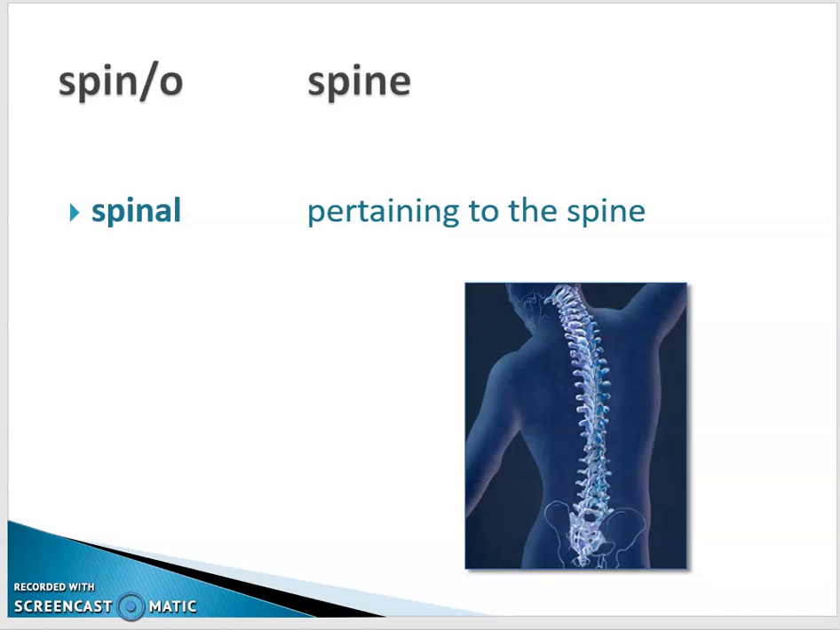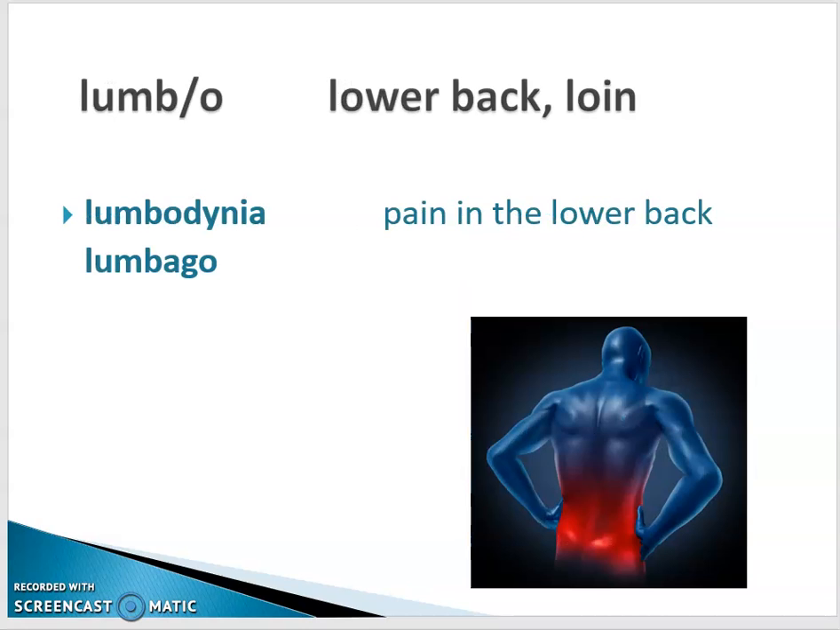And if we put AL on the end of it for pertaining to, we end up with spinal, pertaining to the spine, which you see depicted here. Lumbo we had in the last one as well. I know we had a precursor to this lecture with a few of those slides. And so lumbo meaning lower back or loin.